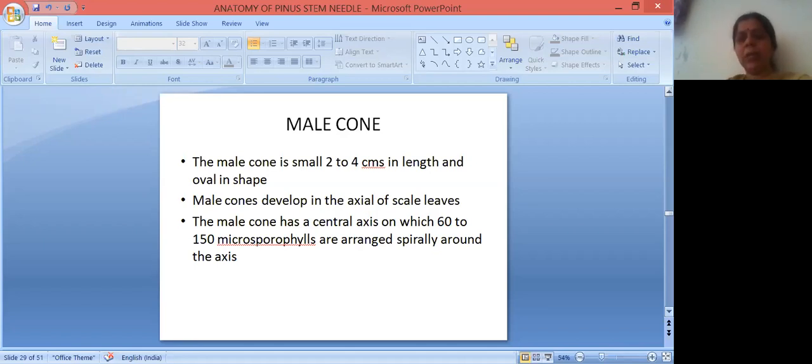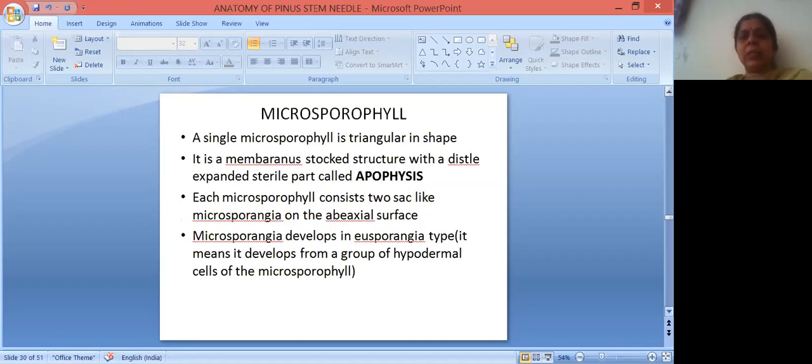Now coming to a single microsporophyll. This is nothing but equal to the stamen. A single microsporophyll is triangular in shape. It is a membranous stalked structure with a distal expanded sterile part called the apophysis. Microsporophyll is nothing but equal to the stamen. It is triangular in shape and it has a distal expanded sterile part called the apophysis.